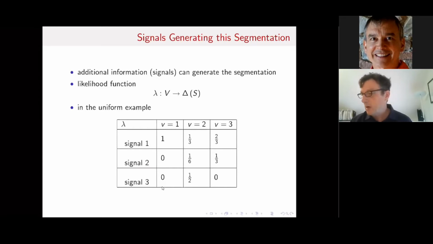Okay, so let's see how this works for the uniform example. I'm going to say, as a function of the true value of the consumer, I'm going to send out the signal to the firm, and the firm is then going to update on the basis of the signal. And on the basis of the signal, I therefore have a conditional probability distribution over the valuation of the consumers. I'm going to take that to be the segmentation that is induced by signal 1, signal 2, and signal 3. Okay.